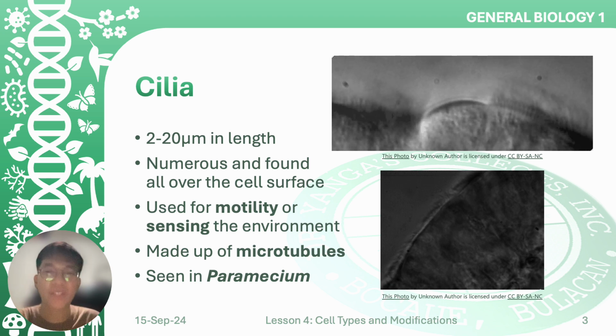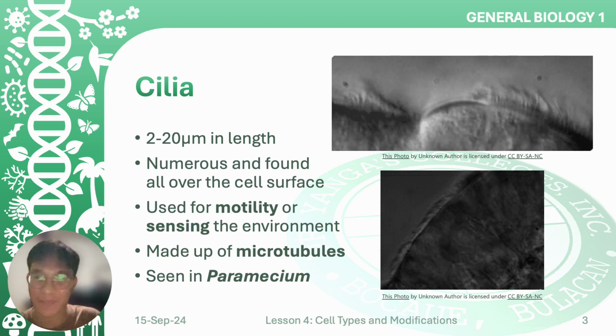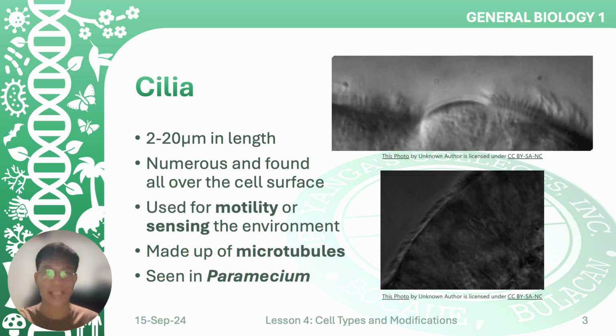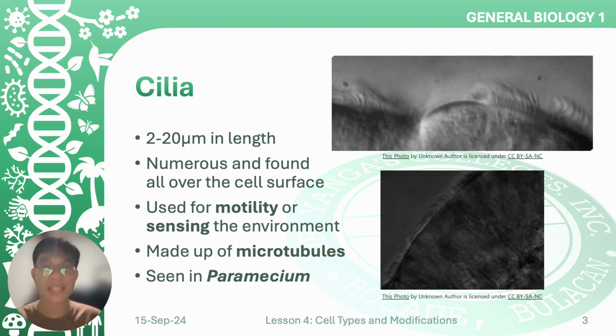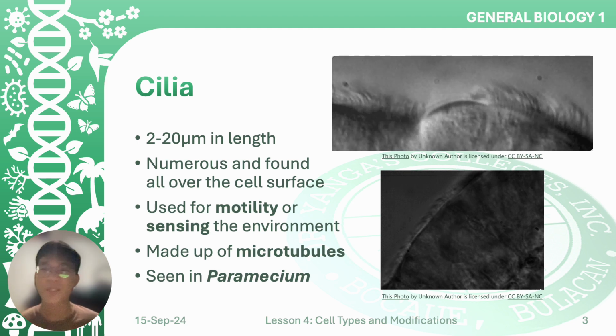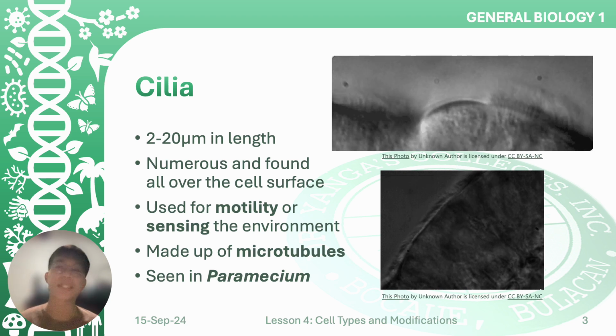Cilia are very short filament-like structures that are 2 to 20 micrometers in length. They are very numerous and are found all over the cell surface. They are also used for motility and sensing the environment. So it's being used for the cells to move around or to get a sense of what is happening outside its environment. Cilia are made up of microtubules, and I hope you can recall the lecture on the cytoskeleton. What are these microtubules? So again, these are large filament-like structures that build up these cilia.